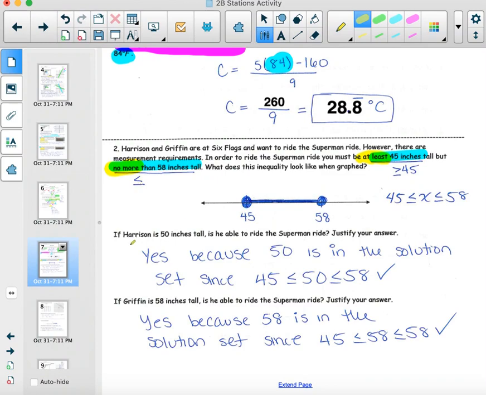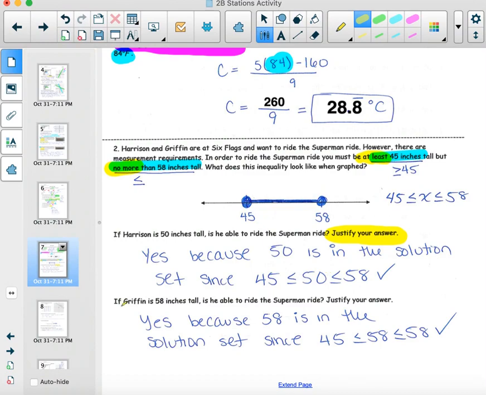Continuing, we want to know if Harrison is 50 inches tall. So if Harrison is 50 inches tall, is he able to ride the Superman ride? And you need to justify. So you cannot just say yes. That will not get you any credit. You need to explain. This is the most important piece, and some of you like to overlook this, but you need to explain. Okay, so your justification is going to be that 50 is in the solution set. Since from 45 to 58, 50 is in between there.